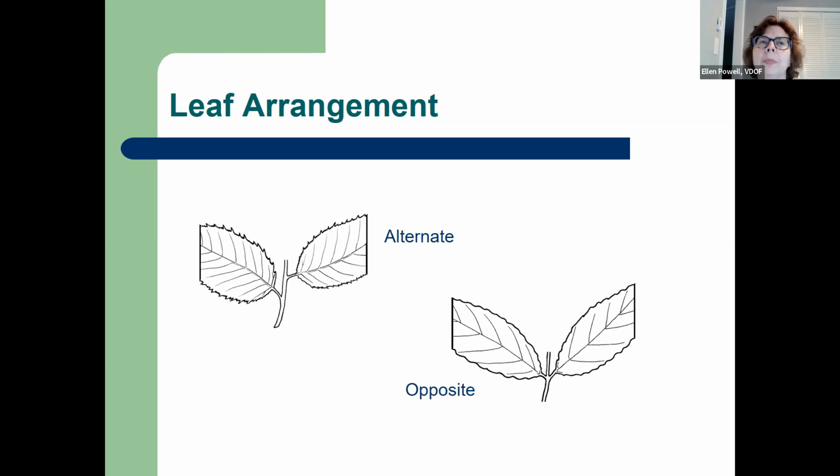There are a few species, not really our natives, but there are a few exotic species that have whorled leaves. I didn't put that up there because you're really not going to see it much in the landscape, but it just means there are more than two leaf attachments at a node.